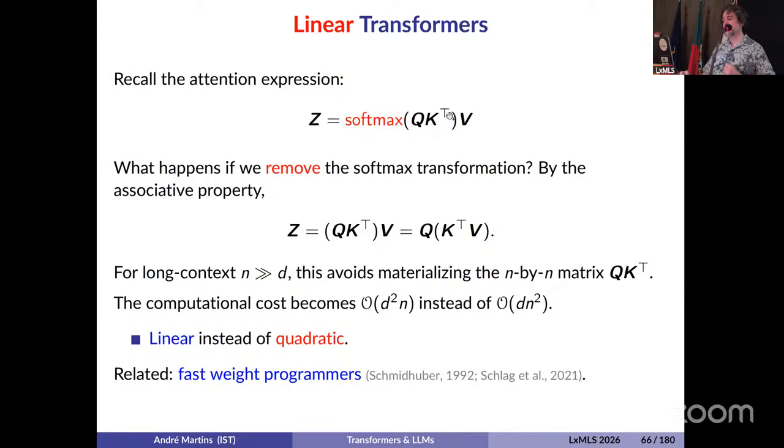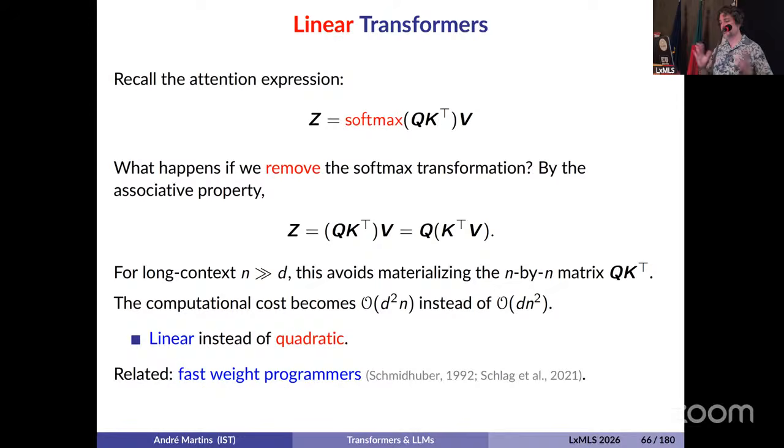But what happens if you remove the softmax transformation? Okay, so this is no longer a regular transformer. People call it a linear transformer. So in that case, it becomes this. But now you can use the associative property of matrix multiplication, and you can do the multiplication of k transpose v before multiplying by q. Okay, and now this multiplication is much cheaper because we no longer need to materialize an n by n matrix.